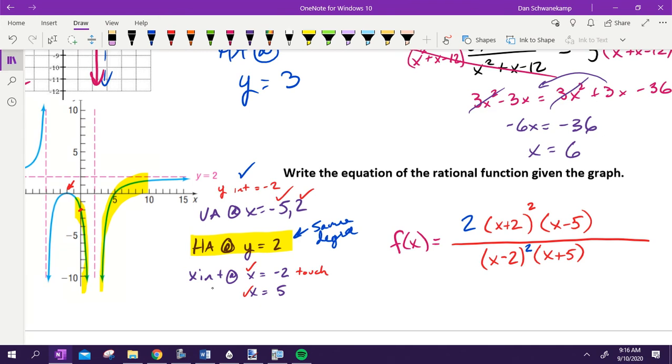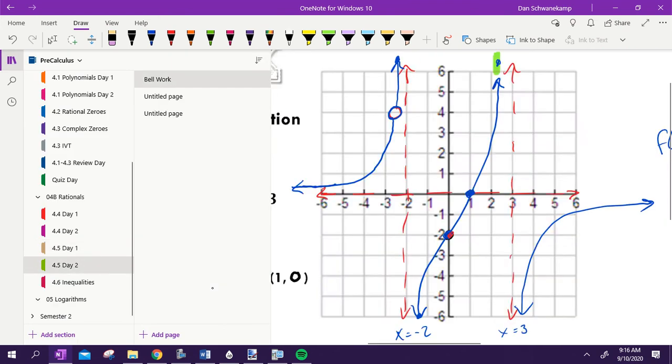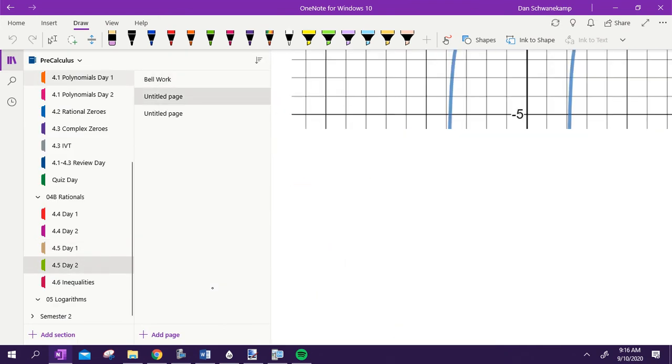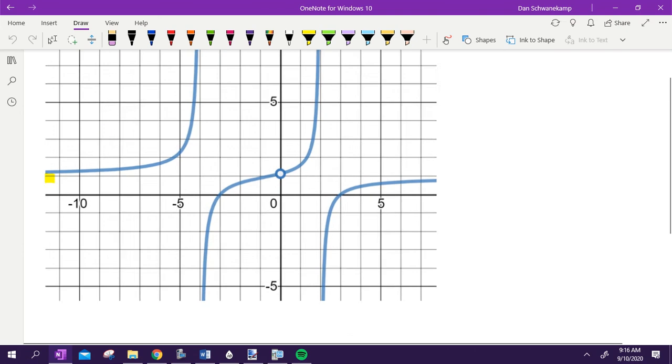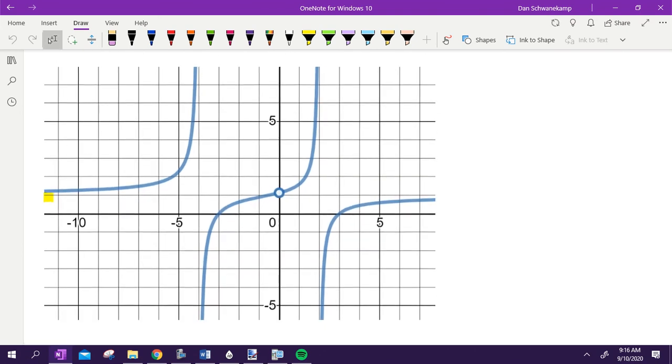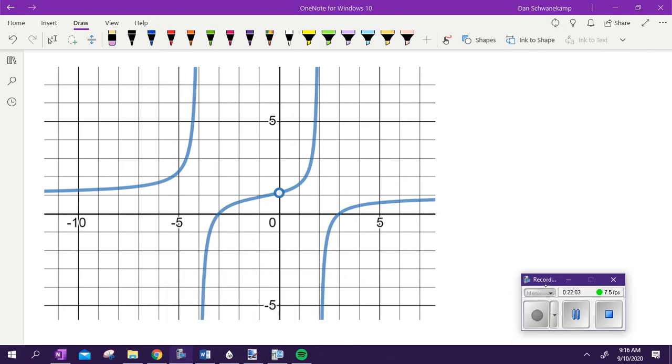Okay, let's do one more of those, because I know we're not probably perfect at that yet. You can put this anywhere. If it's on your bell work, on the notes somewhere, I don't care. But with your neighbor, here's another problem up here on the board. Try and decide what the equation for that function would be. Go.